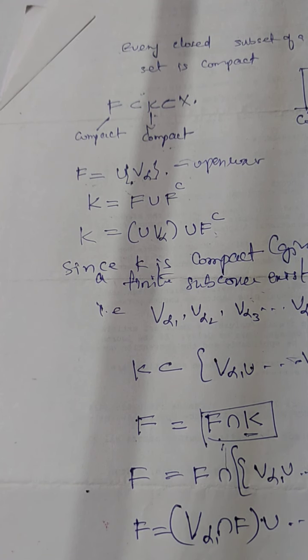Because F is closed and K is also closed, F intersection K will also be closed, and F intersection K will be a subset of K. Since K is compact, we get by this theorem that F intersection K is also compact. Alright.